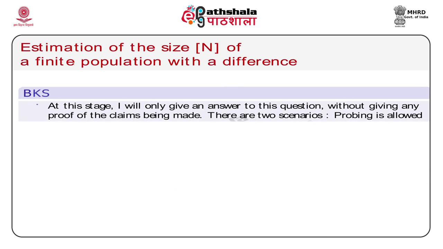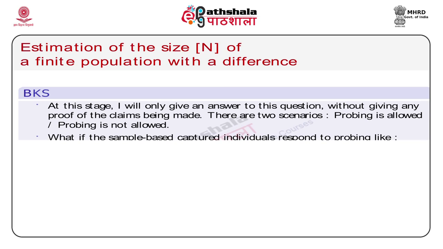At this stage, I will only give an answer to the question without giving any proof of the claims that are being made. So, there are 2 scenarios, one is called probing, the other is called no probing is allowed. Let us see what is probing. What if the sample-based captured individuals in the ultimate population units, that means the drug addicts, respond to probing like this.